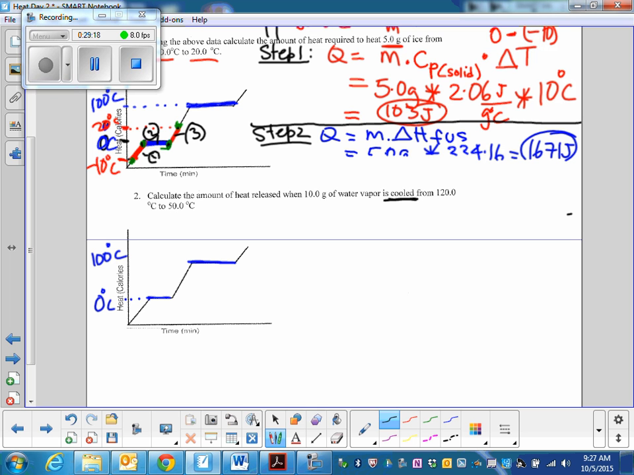120. Is that right? So 120 is somewhere here. Everybody agrees? Okay, this is 120. What is the state of the substance at 120? It's a gas. What is the state of the substance here? It's a liquid. What is the state of the substance here? It's a solid. So, it is starting at 120.